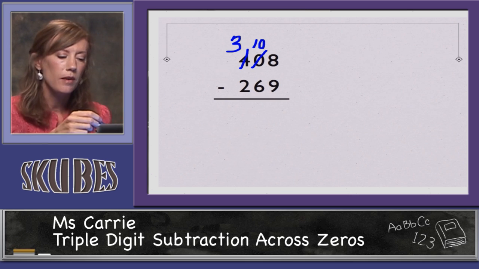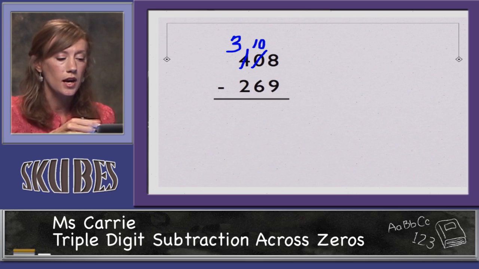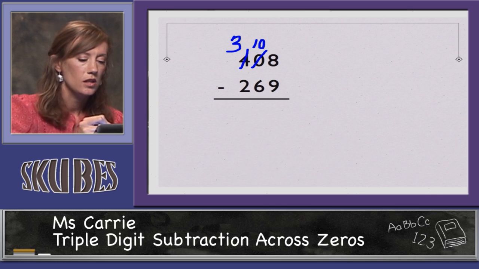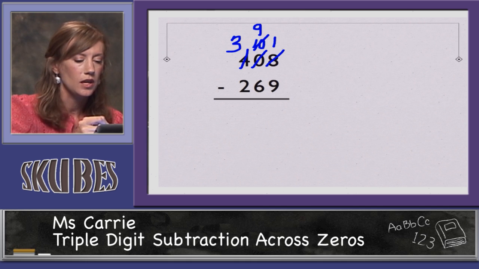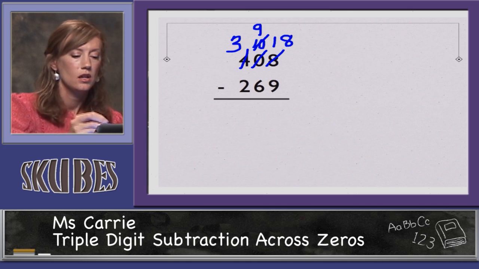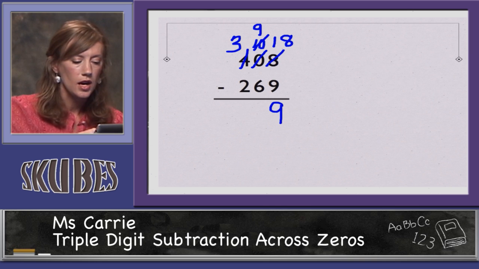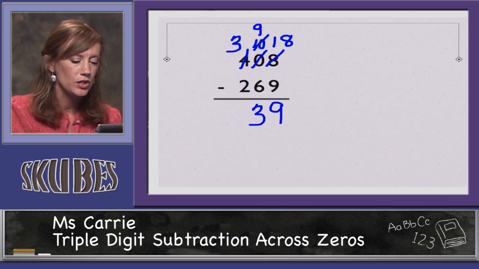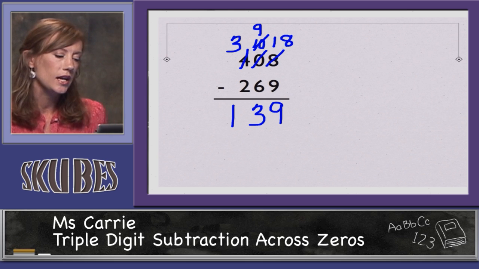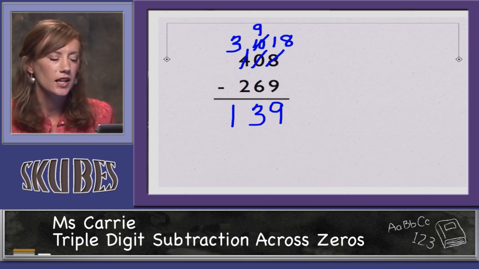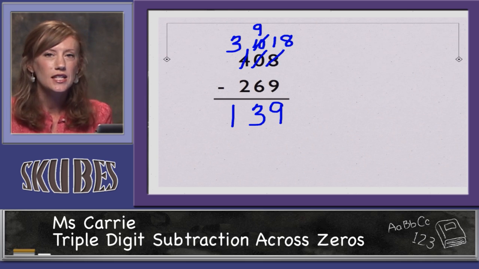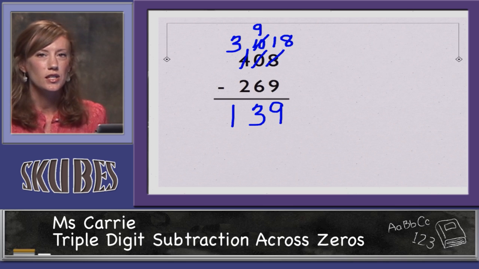Well, we still have a problem because we can't subtract 9 from 8 in the ones place. So we're going to take from this 10, and we're going to add that over here, so our 8 becomes an 18. 18 minus 9 is 9. 9 minus 6 is 3. And 3 minus 2 is 1. Our answer is 139. That's the end of our lesson today on subtraction across zeros.